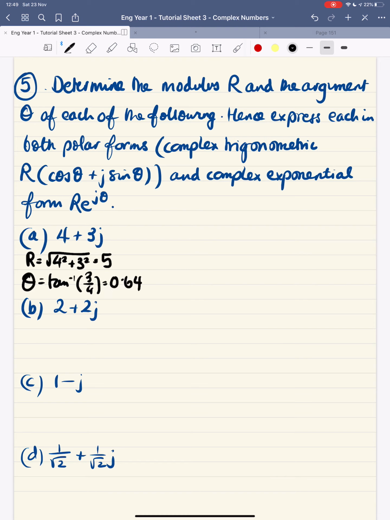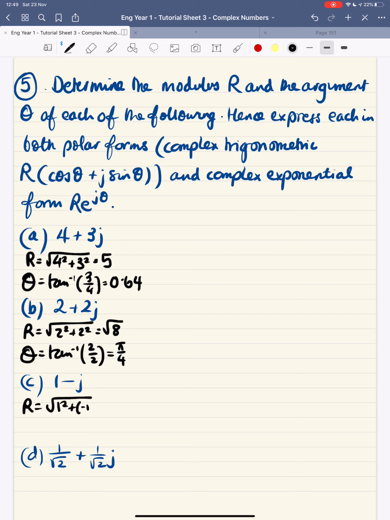Okay, this one, r is the square root of 2 squared plus 2 squared, which is the square root of 8. Theta is tan inverse 2 over 2, tan inverse of 1, which I know off by heart is pi by 4. This one, the r is the square root of 1 squared plus minus 1 squared, so it's the square root of 2. Theta is tan inverse minus 1 over 1, which is minus pi by 4.